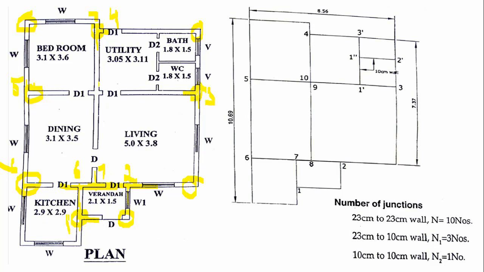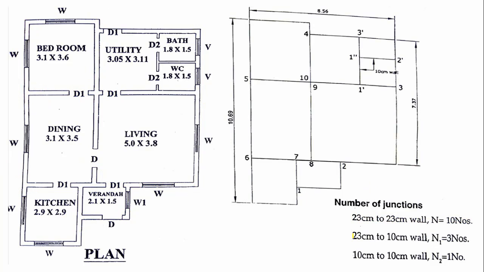Then next here, you can see this is the main wall. On the left side we have one wall, on the right side also we have one wall. So if you have this type, then you will get two junctions at this point. When you take this half portion, here we will get one junction, that is number 10. Here you can take one junction, that is number 9. Therefore in total, for 23 to 23 centimeter walls we are going to have 10 junctions.